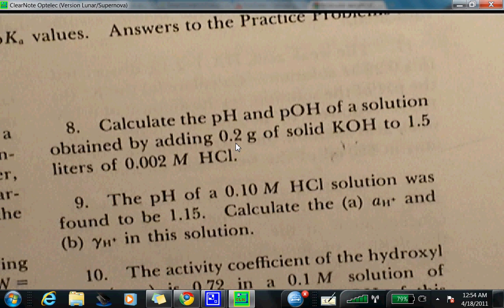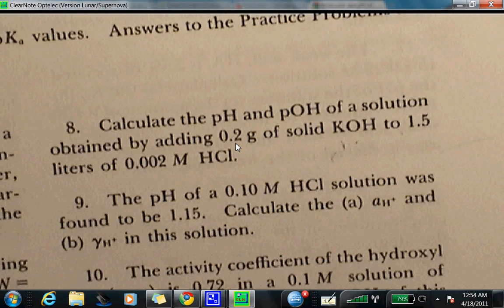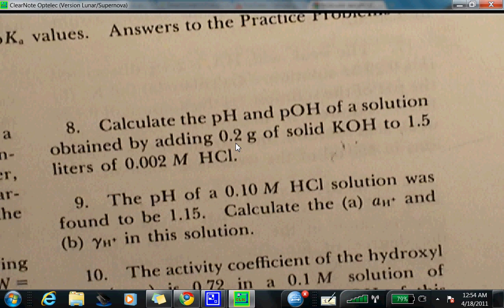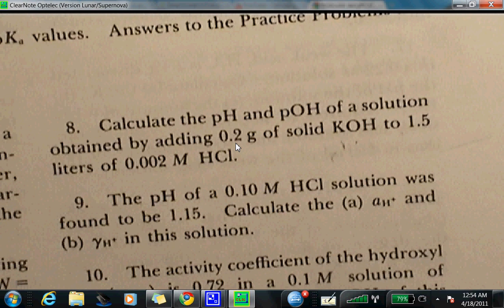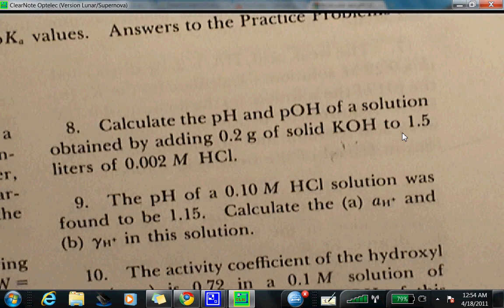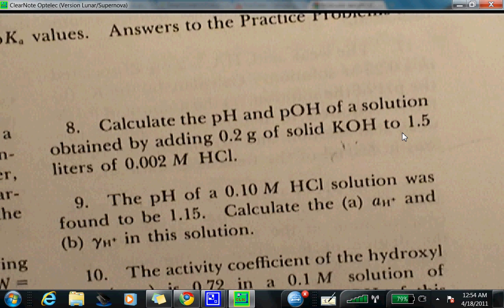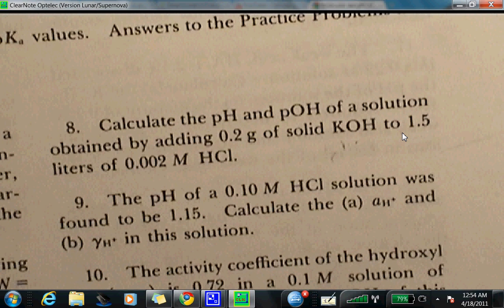Hi everyone, we're going to be doing number 8 on page 92, which is: calculate the pH and the pOH of a solution obtained by adding 0.2 grams of solid KOH to 1.5 liters of 0.002 molar HCl.